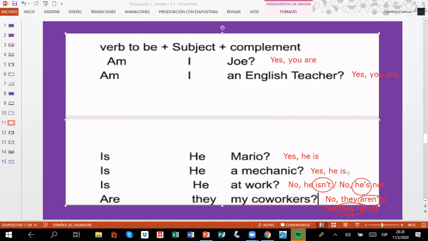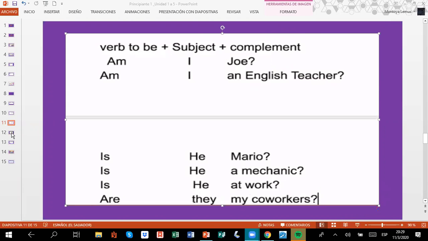Any question here? ¿Alguna pregunta aquí? No. ¿Claro? Espero que sí. Si alguien tiene una pregunta, repito, puede activar su micrófono. Bien.